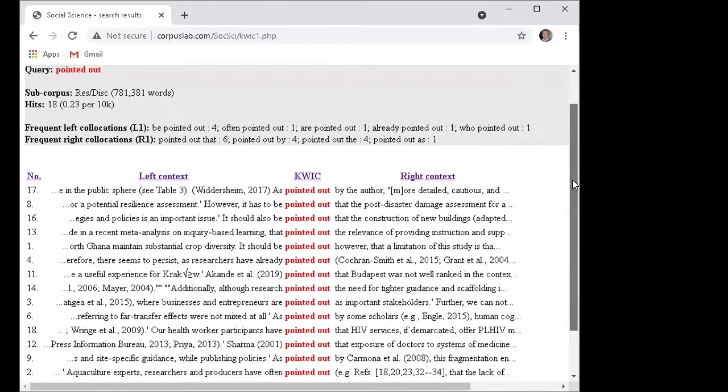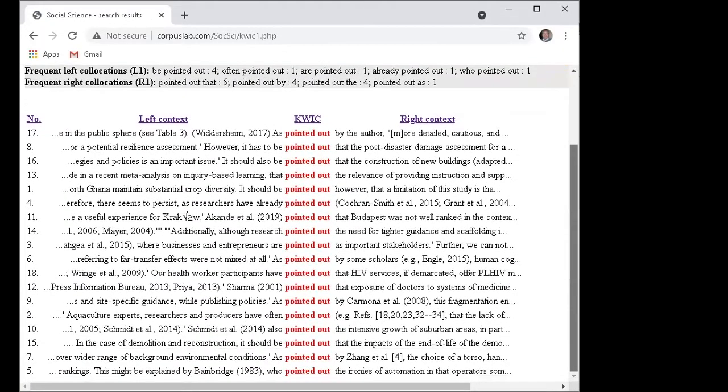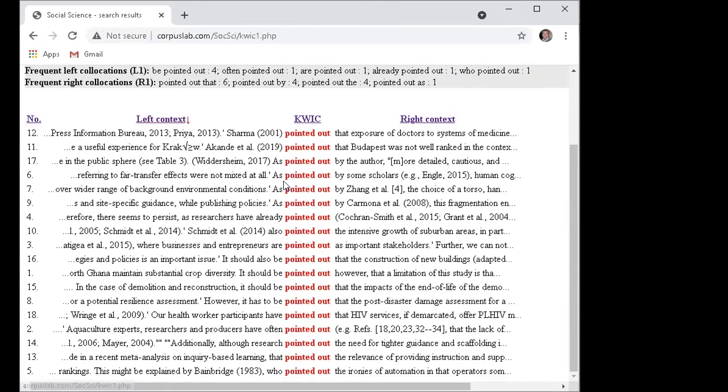So we see some sentences like "as pointed out by the author," "as pointed out by some scholars," and then citation "pointed out." So we can just sort the results on the preceding word by clicking here, and so we see that "as pointed out" or a citation "pointed out that." So "as pointed out by," etc.